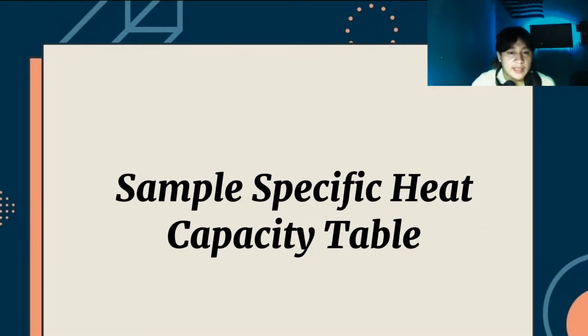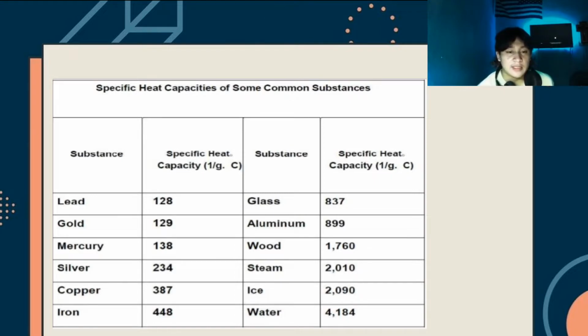Sample specific heat capacity table: specific heat capacities of some common substances. Substance: lead, gold, mercury, silver, copper, iron. Specific heat capacity: 128, 129, 138, 234, 387, 448. Substance: glass, aluminum, wood, steam, ice, water. Specific heat capacity: 837, 899, 1760, 2010, 2090, 4184.